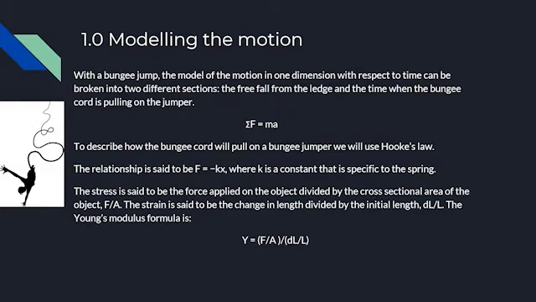The stress is said to be the force applied on the object divided by the cross-sectional area of the object, which means we cut the rope and do the math on the area of the rope. The strain is said to be the change in length divided by the initial length, and it results in Young's modulus, where the formula is Y equals F over A divided by dL over L.